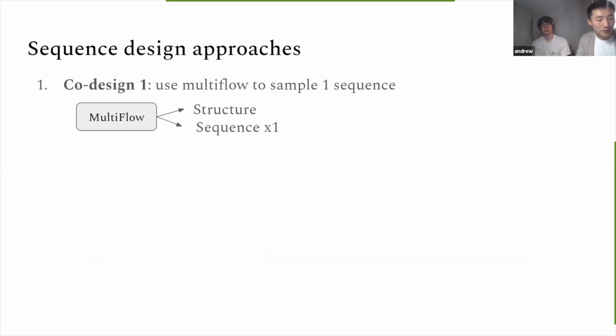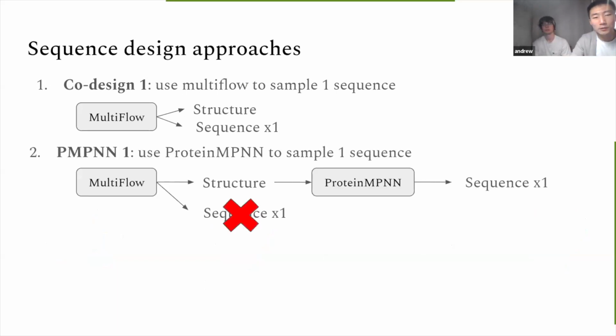So for sequence design approaches, we compared 3 different ways to calculate designability. One is using co-design 1, where our model can generate both the structure and the sequence, so we use these in the designability calculation. But the question we wanted to see was how this compares to the de facto way everyone does it. Everyone right now uses ProteinMPNN to generate the sequence conditioned on the structure.